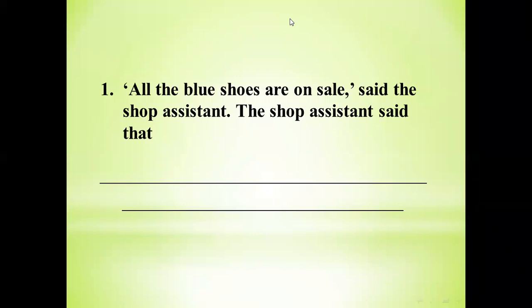Ibrahim? Yes, Ibrahim? Said that all the blue shoes. This is are, okay? Are is present simple. Make it past. What's the past of are? Were. Excellent, Ibrahim. That's right. So, were on sale. All the blue shoes were on sale. Just change the verb from present into past, are into were. Okay? Please write down the answers, please, on page 59.